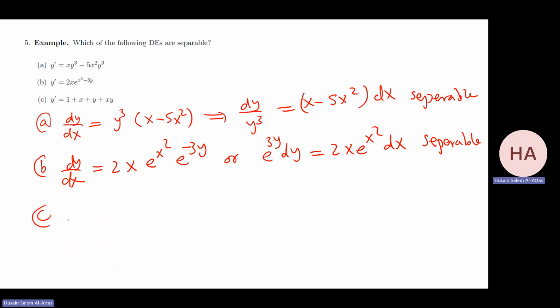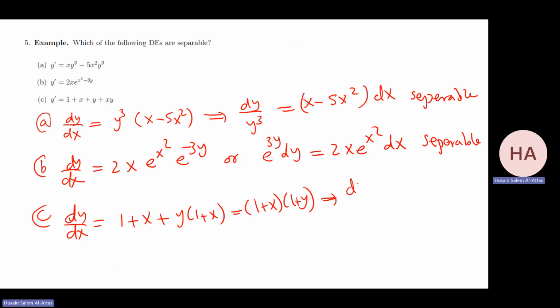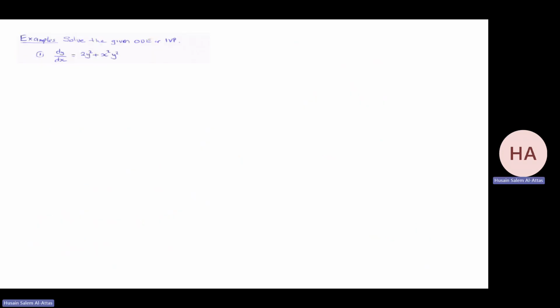The third one, dy over dx will be 1 plus x plus y plus xy, which is 1 plus x times 1 plus y. That implies I have dy over 1 plus y equal 1 plus x dx. So it's separable. So all of them are separable. Okay, I want to solve this differential equation.